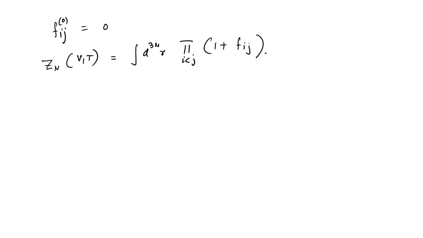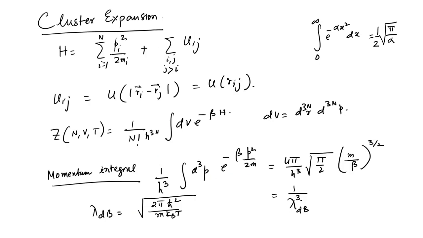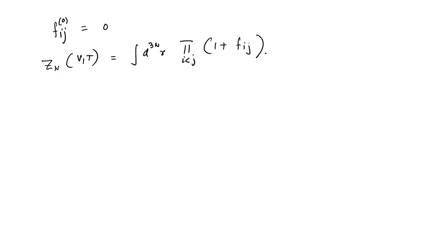This is quite helpful, in the sense that we now have these products of Fij. So there are terms which are Fij, Fjk, Fkl, and so on. This Zn is the integral over the configurational coordinates of exponential minus beta u. Now, exponential minus beta u is written as Fij plus 1, so this is simply a product of Fij plus 1. That is the thing that we have to calculate.